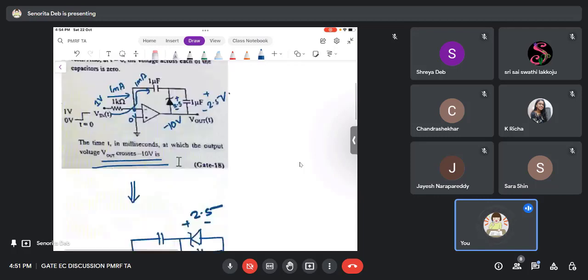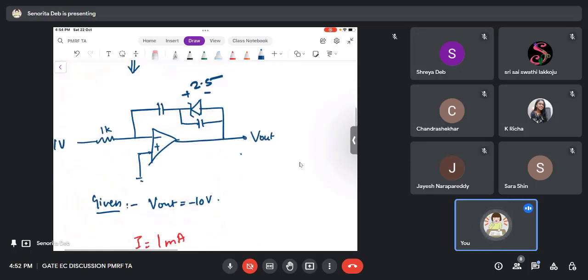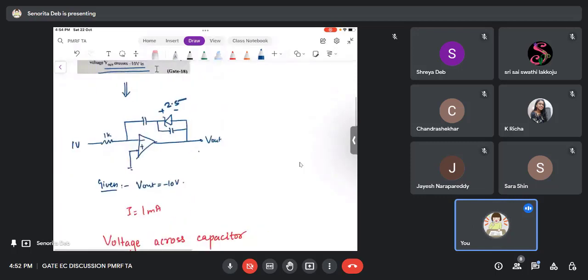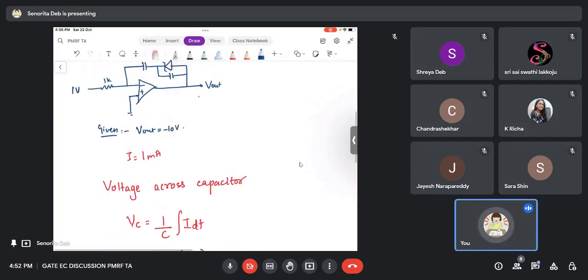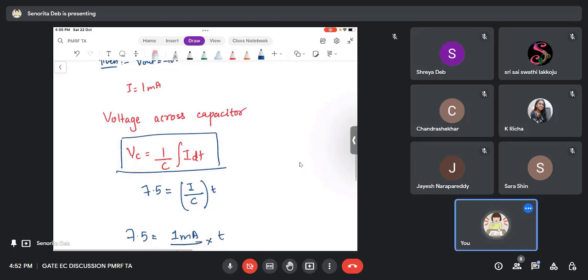Right? So here I have drawn it. You can see V out is minus 10 volt, I is 1 milliampere, and voltage across the capacitor is what? 1 by C integration of I dt. Right? And since Iz is not mentioned, I am not taking it.